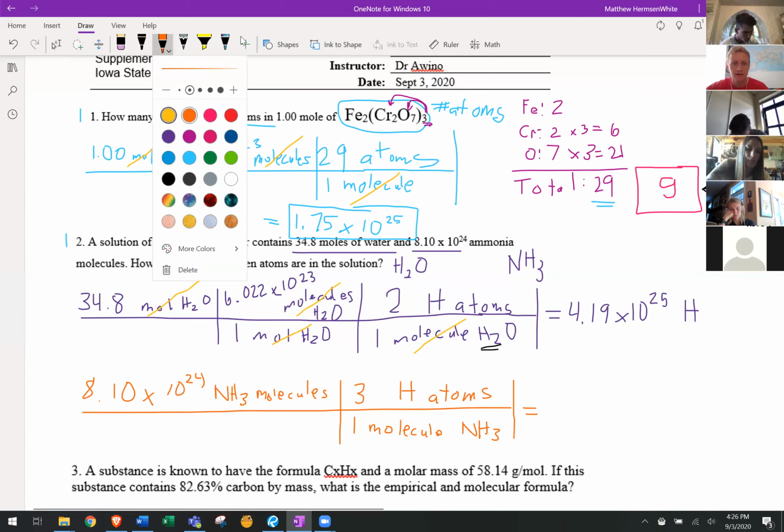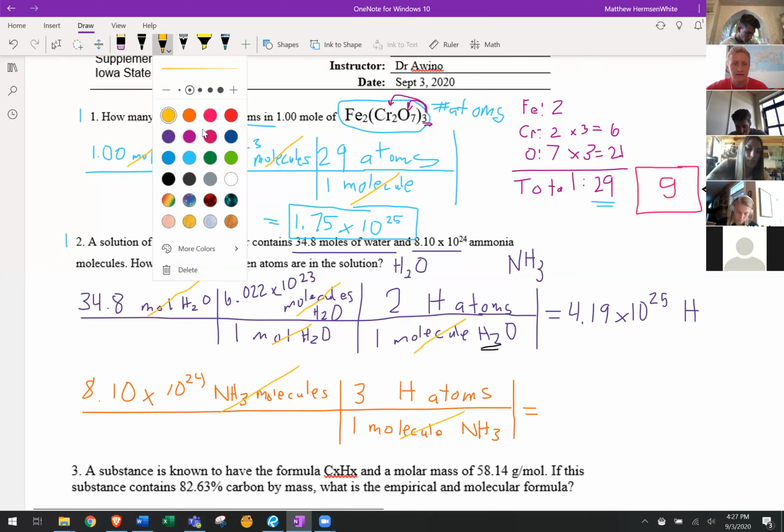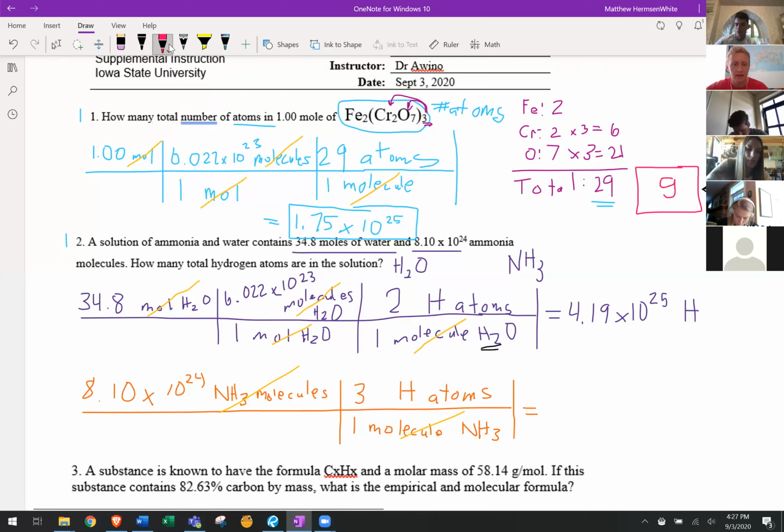So our units of NH3 molecules cancels. And to get this answer, you do 8.10 times 10 to the 24th times 3, and that will give you 2.43 times 10 to the 25 hydrogens.